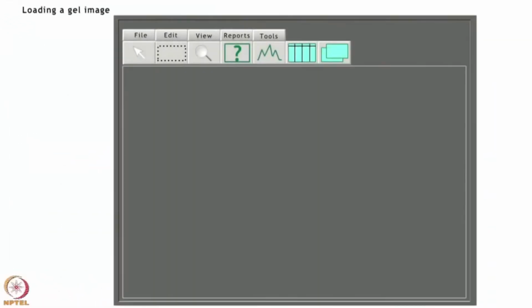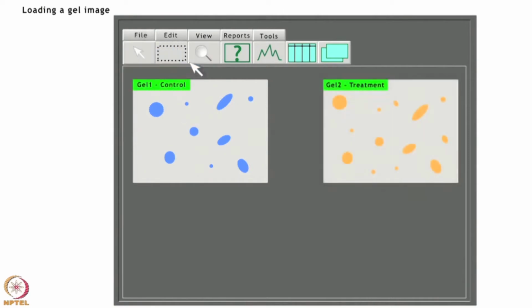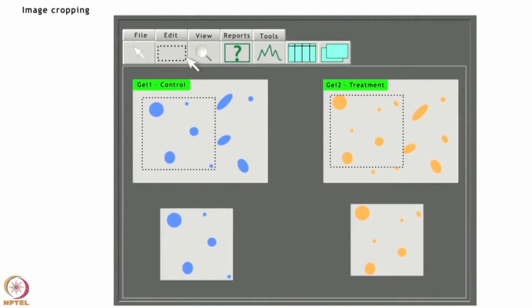It is possible to load either a single or multiple gel images simultaneously. This is done by means of the load option in the file menu. The saved gel images must be chosen, which are then displayed on the software. Several tools are available for analysis of the gels. It is possible to crop the gels by selecting a specific region that is to be studied and then selecting the crop gels function.